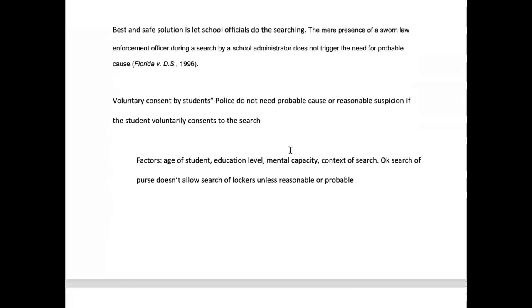Best solution, therefore, is always let school officials do the searching. Right? Always. Now, a police officer, school SRO can be standing there with you, but always have a school official search. And if you're searching a member of the opposite sex, have someone of the opposite sex in the room. Okay? Always do it in private. Never search somebody in front of other students.